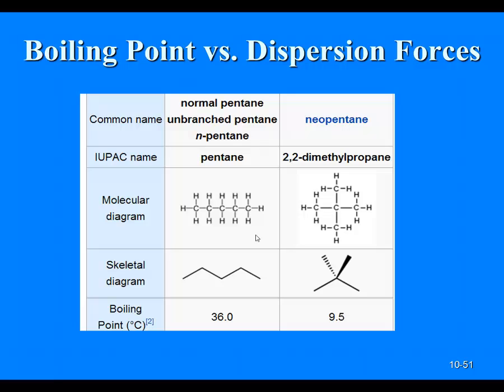So just remember, greater surface area relates to more sites for the dispersion forces to interact at and increases the strength of the London dispersion forces overall, to give you higher boiling points, higher melting points, a stronger intermolecular interaction in that case.